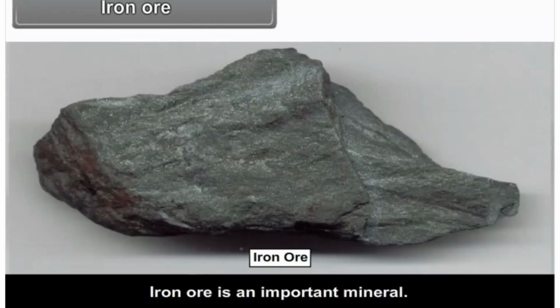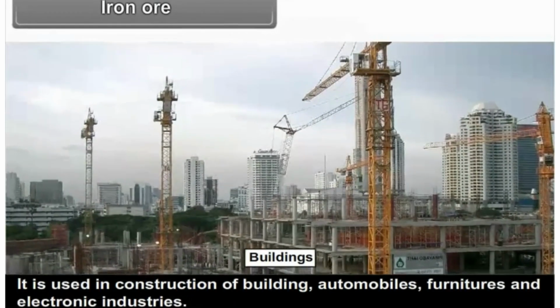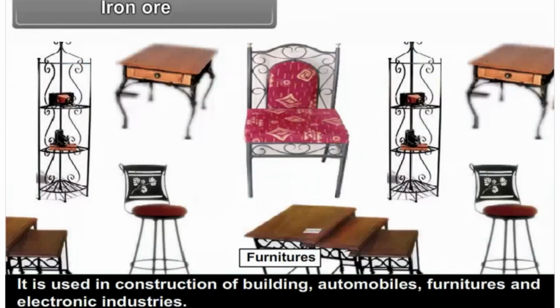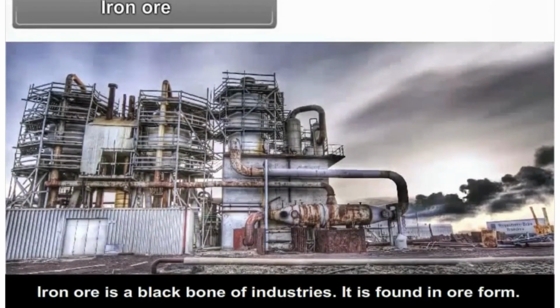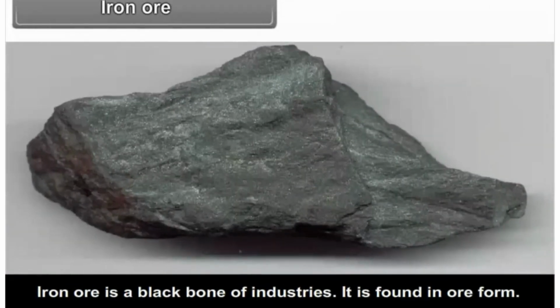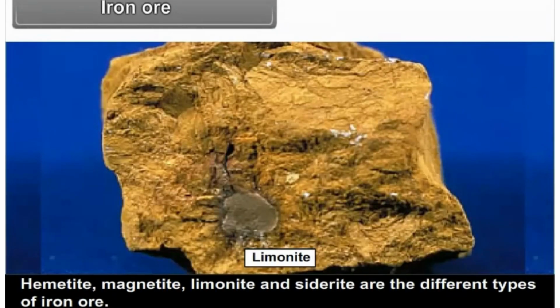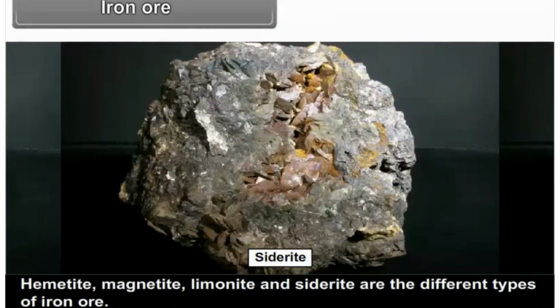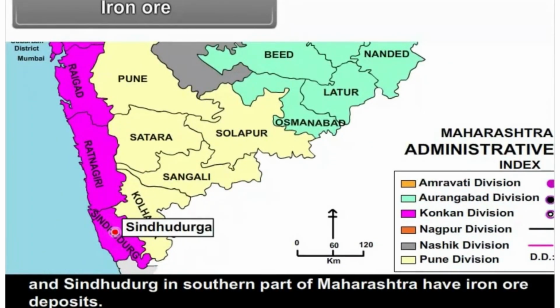Iron ore. Iron ore is an important mineral. It is used in the construction of buildings, automobiles, furniture and electronic industries. Iron ore is the backbone of the industries. It is found in ore form. Hematite, magnetite, limonite and siderite are the different types of iron ore. Chandrapur, Gadchiroli, Gondia, Nagpur in eastern part of Maharashtra and Sindhudurg in southern part of Maharashtra have iron ore deposits.